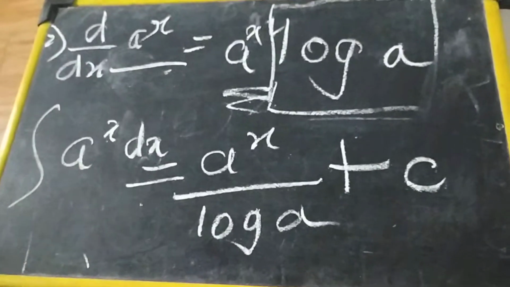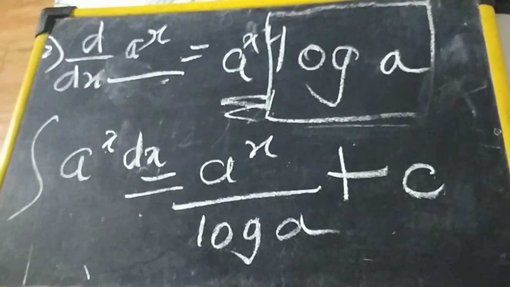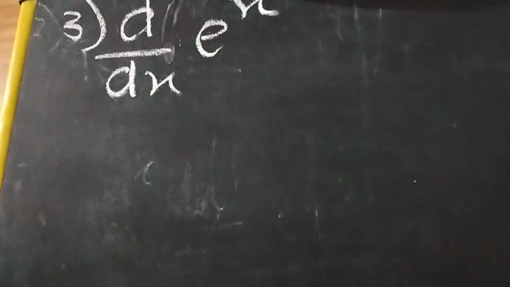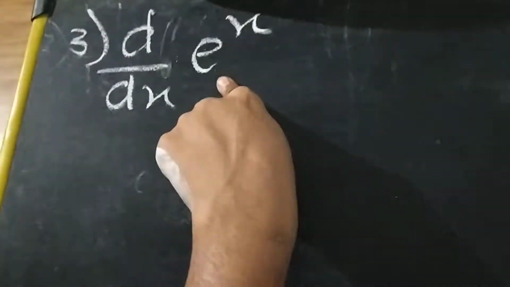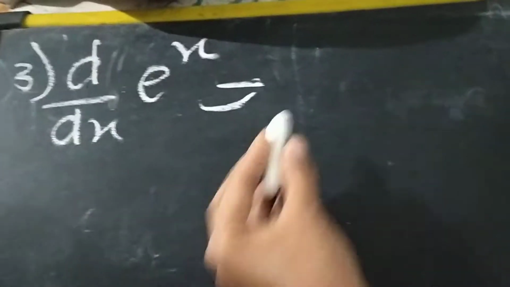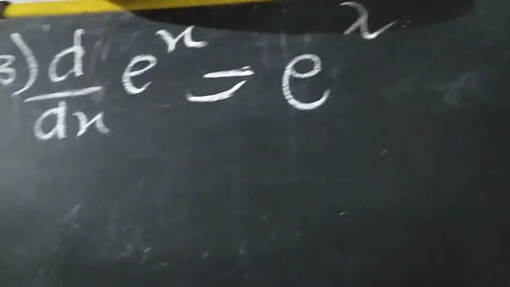Very simple. Now let me teach you the third formula. If you are asked d by dx of e raised to x, you all know it remains the same.